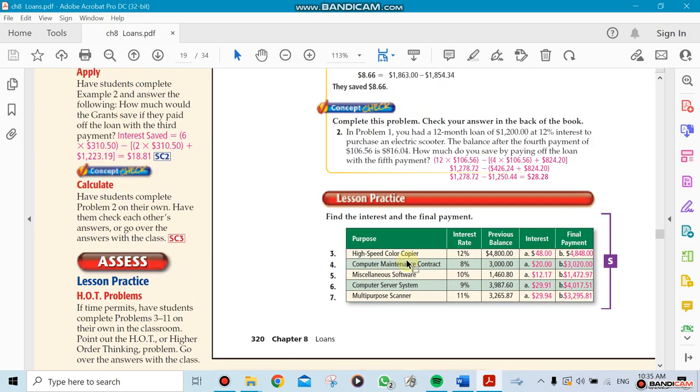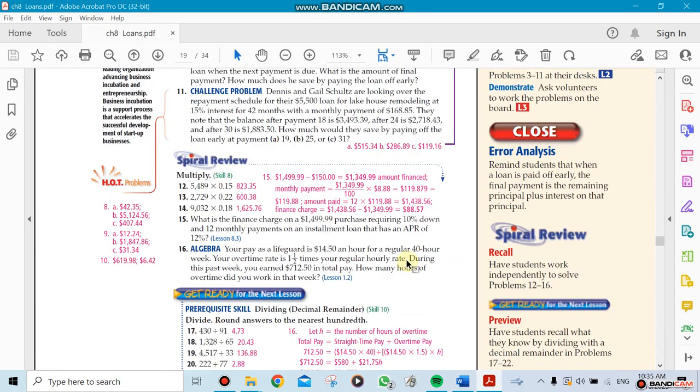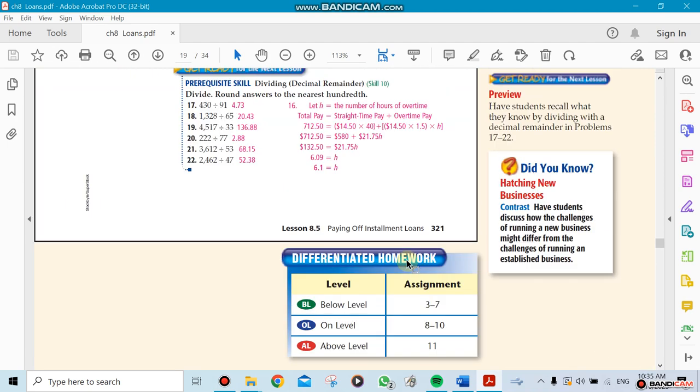And now you paid off your loan and you're done. So you don't owe the bank any money anymore. And that will be it for this loan and for this section and for this term, by the way.